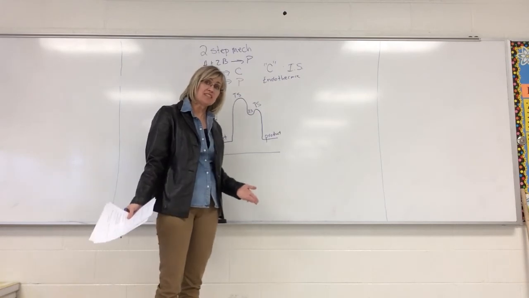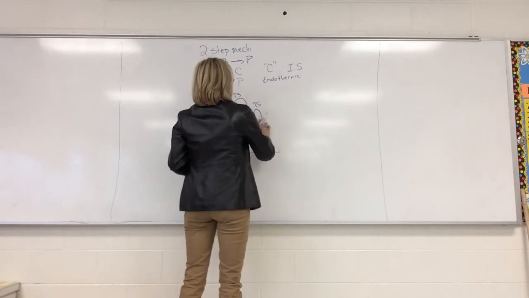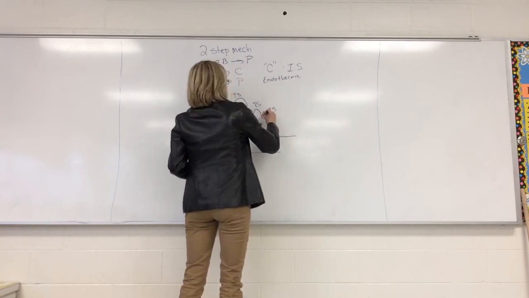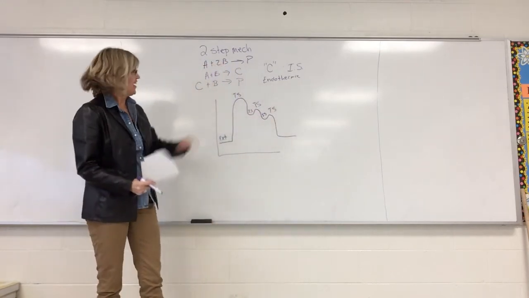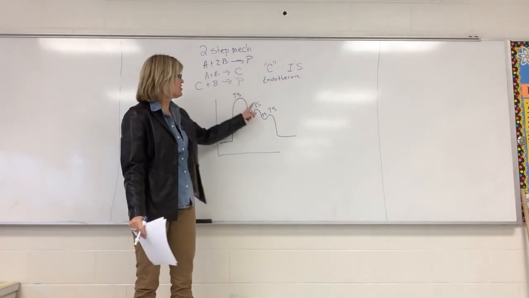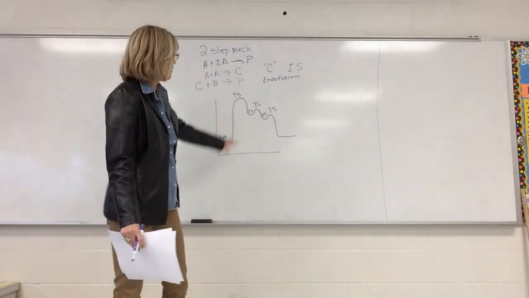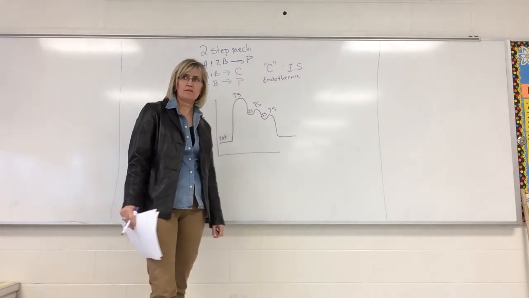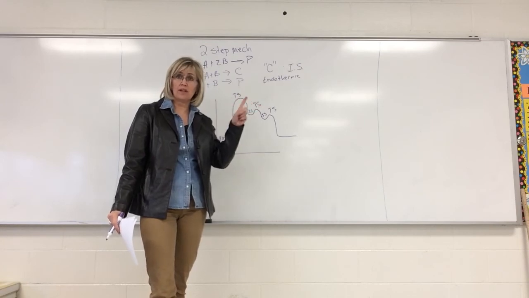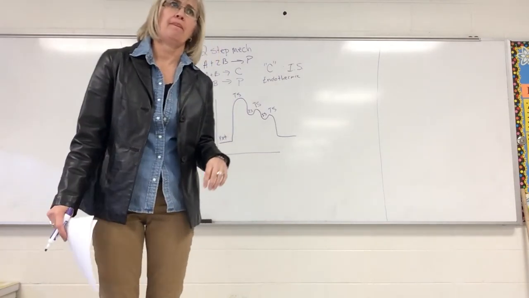Well, what if it was a three-step mechanism? Well, you got it. For a three-step, we would have two intermediate species and three transition states. Okay? So our transition states match the number of steps, and our intermediate species are just one behind that. Okay? So one step, no intermediate species. Two steps, one intermediate species. Three steps, two intermediate species, and so it goes on.